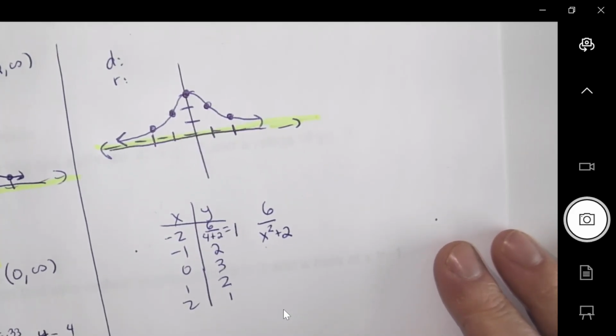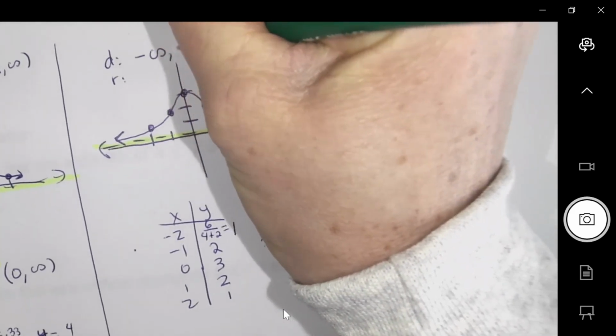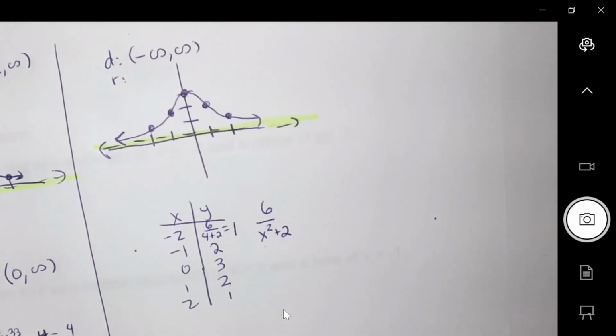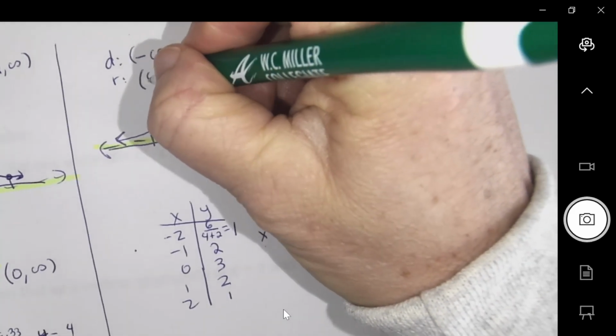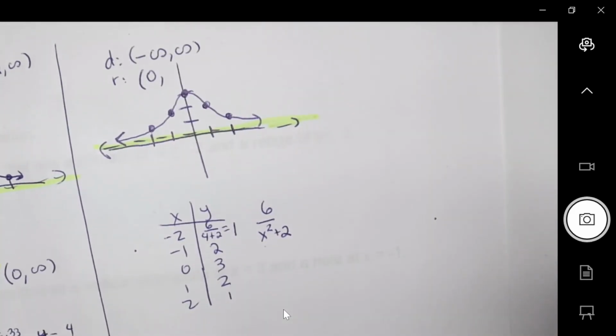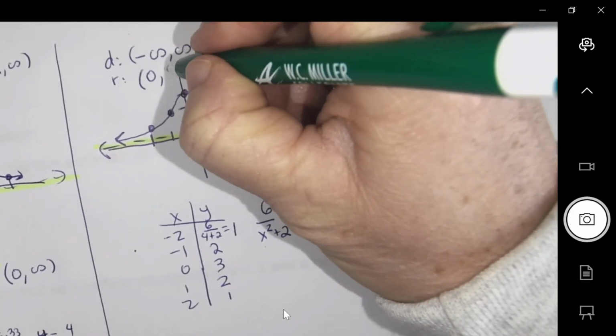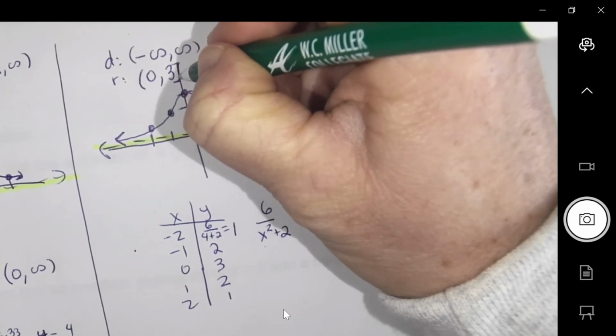There were no non-permissible values, so your domain should be everything. The range would be, so the lowest I'm at is 0, but asymptote height, round bracket, up to exactly 3.